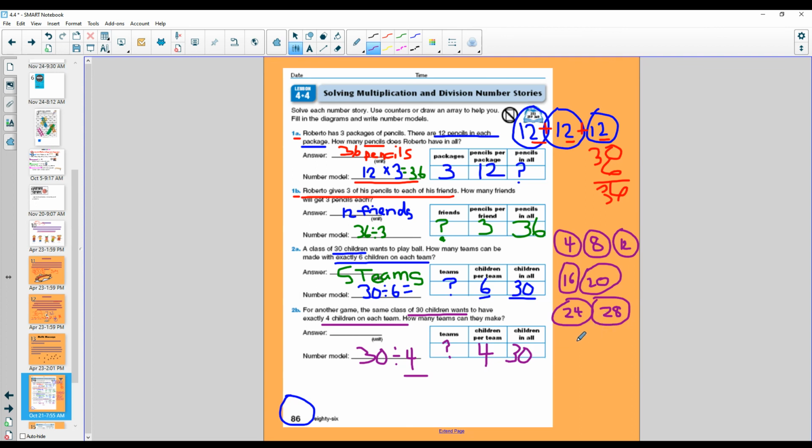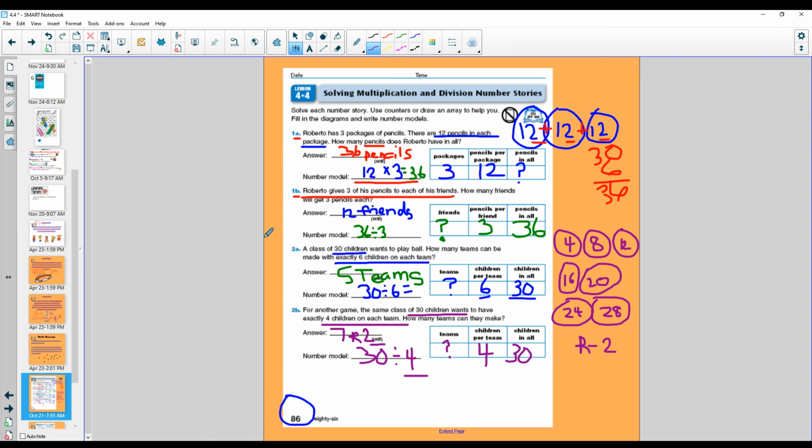So what happens? We have a remainder. We have 2 kids that are left over because 28, 29, 30. So our answer here is 1, 2, 3, 4, 5, 6, 7 with a remainder of 2. So what is that? That is 7 teams with a remainder of 2 children. So we kind of have 2 different units, okay? 2 different units. All right?